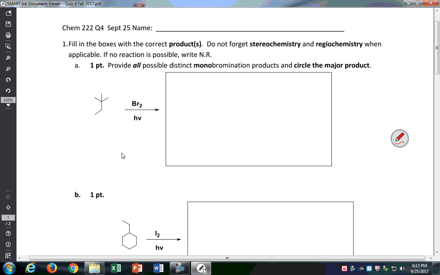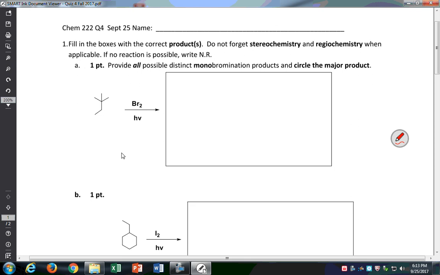Okay, so quiz 4. First off, Br2 and light. The only time we talked about using light was through radical bromination, but heat would work too. We do need either heat or light. So in synthesis, don't just put Br2. We do need heat or light to form radicals. It does take energy to form a radical. So the question is, which distinct mono, meaning only one halogen in each compound, are we going to form?